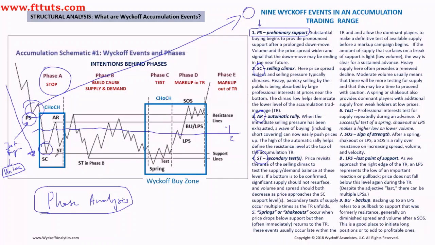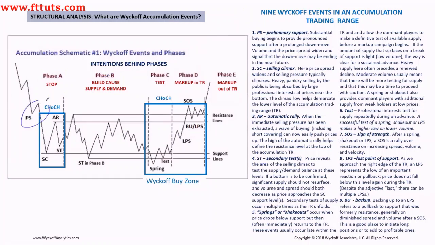So quite a few different ways of how institutions could start to accumulate, and preliminary support is going to be one of those initial first points where institutions could establish a position. Then this preliminary support is definitely going to fail. Preliminary support and preliminary supply points will always fail. You will always see either a lower low for the selling climax or a higher high for the buying climax. If you are labeling as preliminary support the lowest point on the chart, like this, that is wrong. So this is incorrect right away.